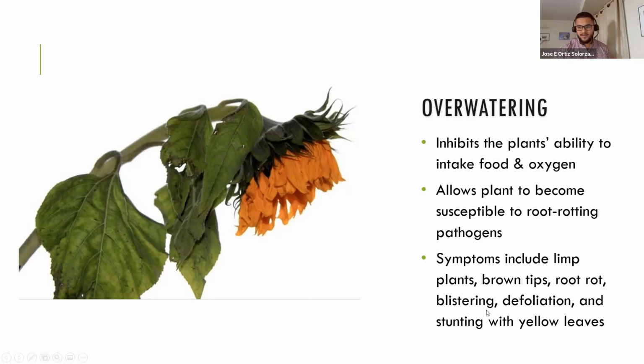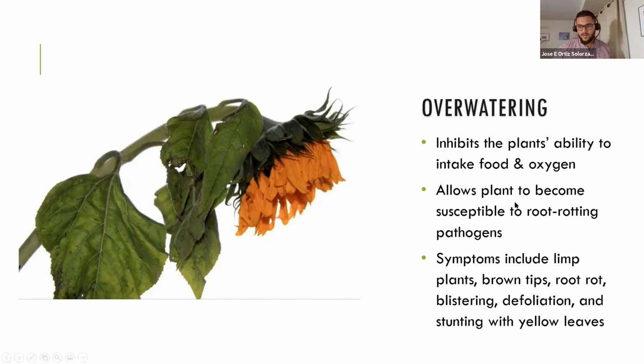So this inhibits the plant's ability to take in food and oxygen, and allows plants to become susceptible to root-rotting pathogens, because the amount of water in the soil will make the soil a substrate rich for other pathogens that require a lot of moisture to attack the plant. If you have a lot of moisture in the soil, you may have a lot of fungi, for example, surrounding the stem of your plant. And from there, you're going to get diseases in your stem, which later will develop into a more severe disease. So overwatering is a big thing that you need to look at when you are trying to protect your crops.